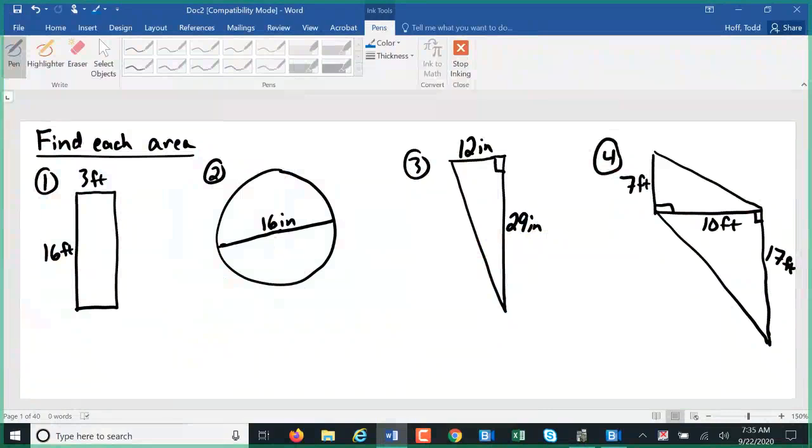You may not be done with these yet, but let's go ahead and take a look and see how you're doing. Number one here is just a simple rectangle. So the area for a rectangle is just length times width.